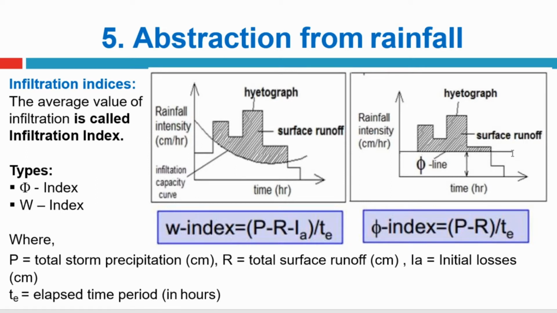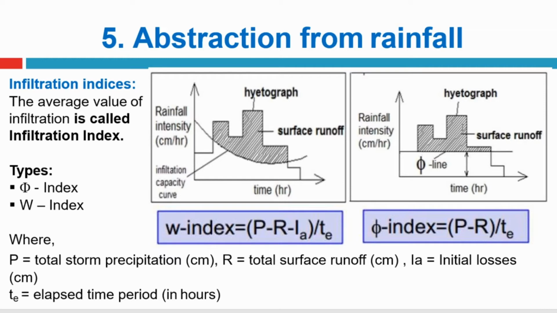So what we do is take the hyetograph, which is represented in the background. Then we draw an average rate of infiltration. Now it is like deducting the infiltration from the rainfall. If I deduct the infiltration from the rainfall and calculate the area of what remains, it will give me some volume. This volume represents the surface runoff.